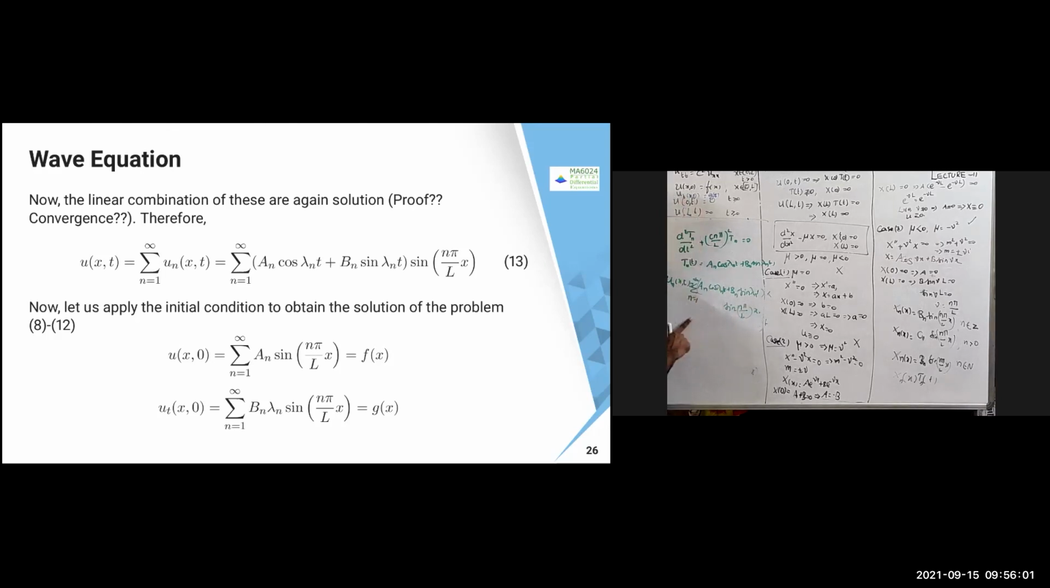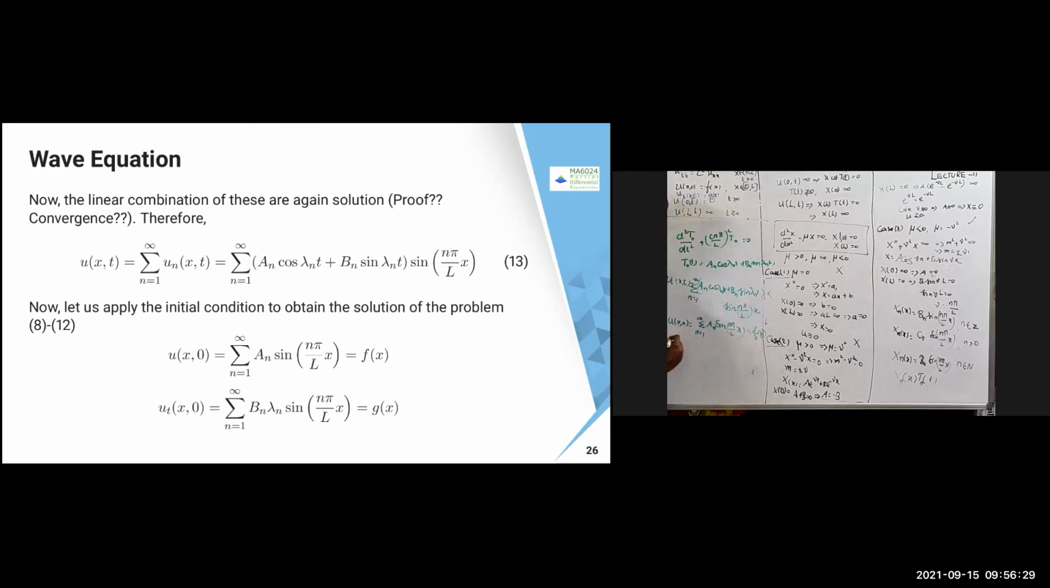Now I have to use the condition u of x comma 0. I apply t equal to 0, so the cosine is going to be 1 and the sine is going to be 0. Therefore, we get summation n equal to 1 to infinity An into sin n pi by L into x, which becomes f of x. Now again use the Fourier series concept and find this.